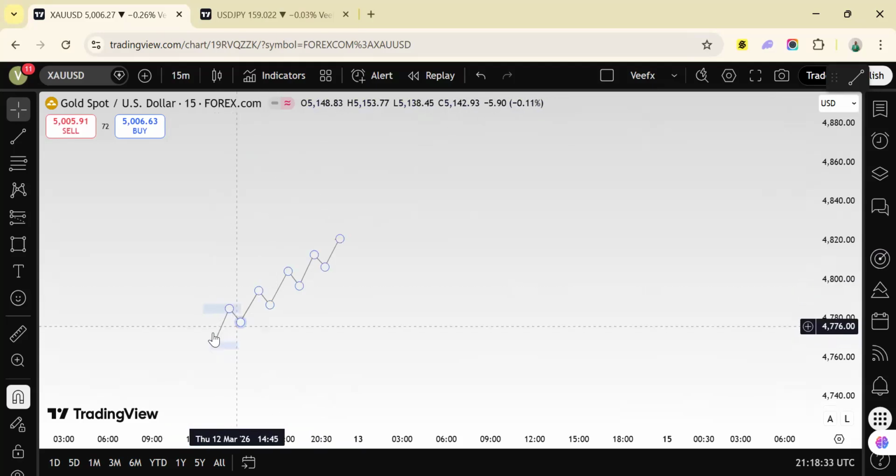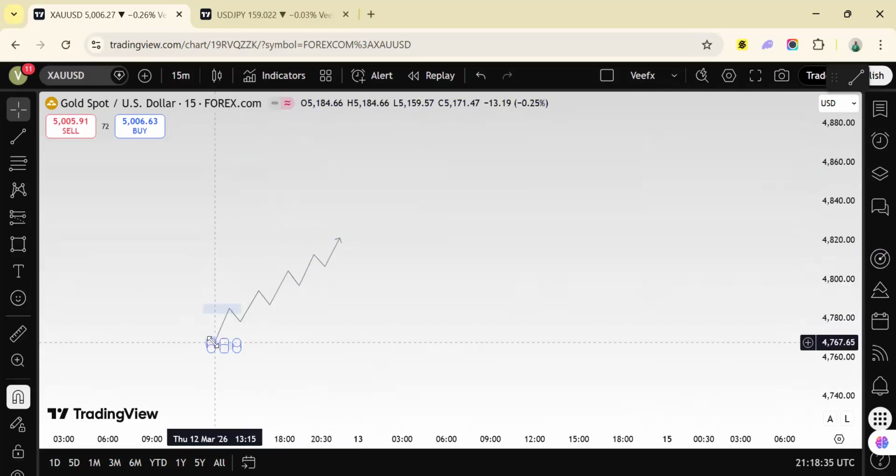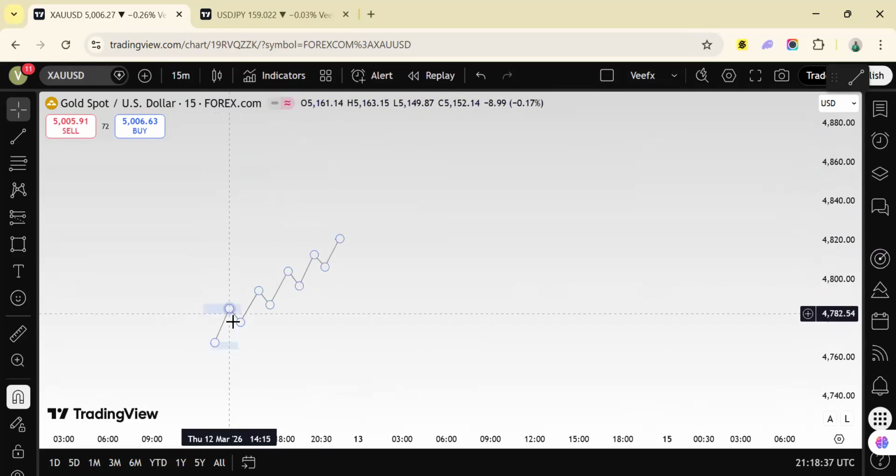Now, for an uptrend, you see the market giving you a series of higher highs and higher lows, and the higher low needs to take out the higher high for it to maintain that uptrend.